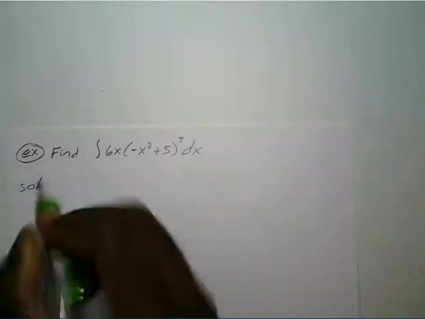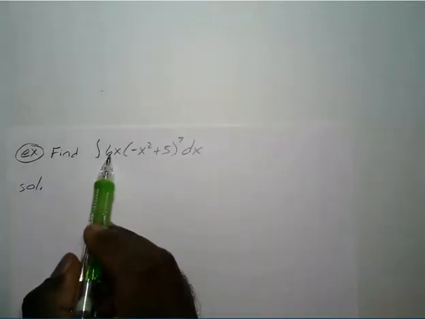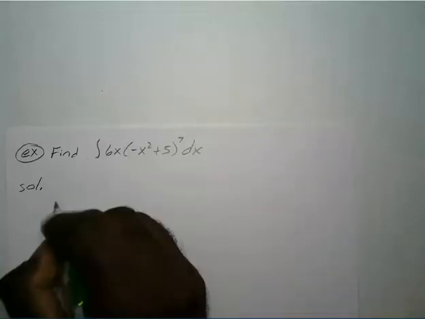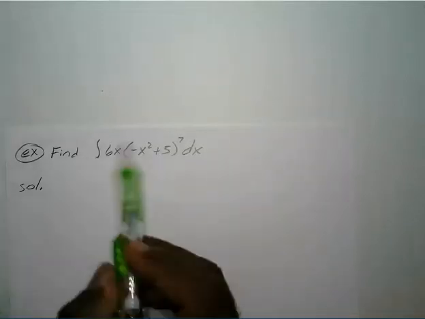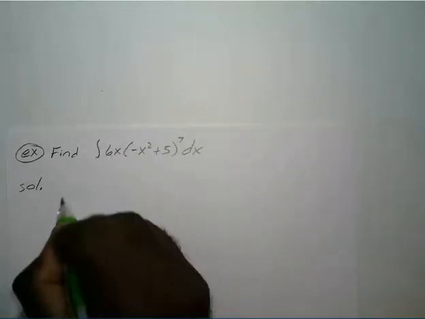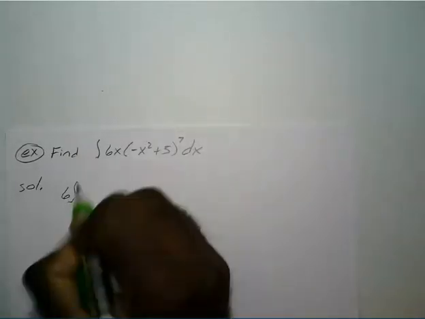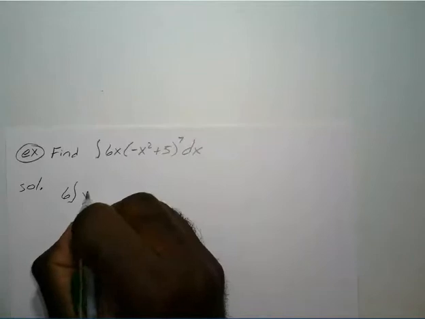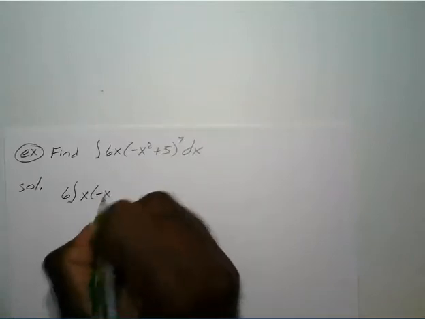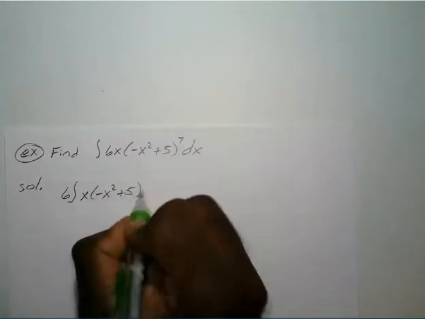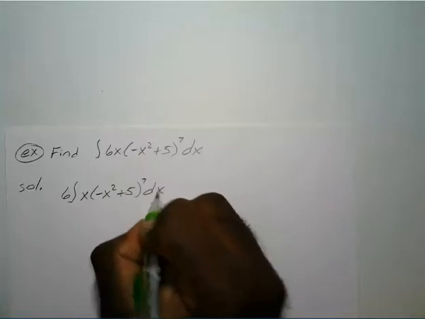All right, so the first thing I usually do, if we have a constant factor, is go ahead and bring that out to the front. You don't have to, but it's just something that I do to make it a little bit easier. Okay, so we have our 6 times the integral of x times negative x squared plus 5 to the 7th power with respect to x.